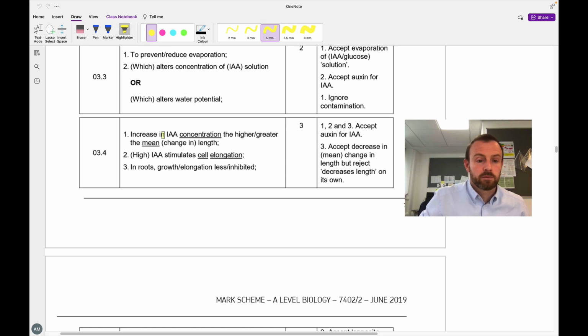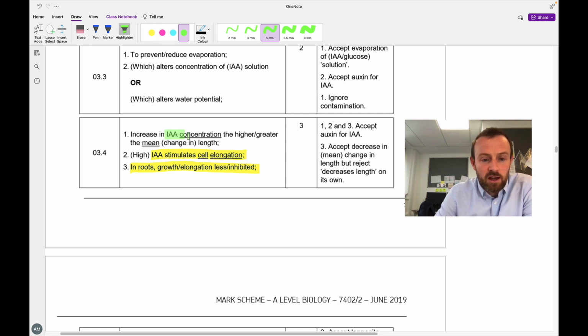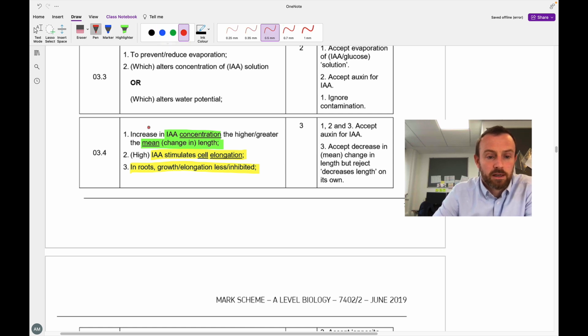Okay, right. So IAA stimulates cell elongation. That's a mark. In roots, growth is inhibited, or elongation is inhibited. Now this is the horrible thing. Increase in IAA concentration causes a greater mean change in length. Why you have to have mean, I have no idea.